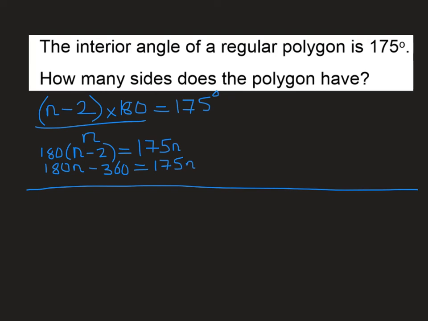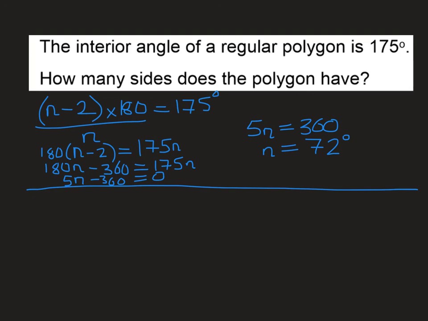Okay, let's collect them over to one side. I'm going to take 175n away from both sides, and I get 5n minus 360 equals 0. Let's take that 360 over. So 5n equals 360. Divide both sides by 5, and I get that n is equal to 72. That's an absolutely fine route to do that.